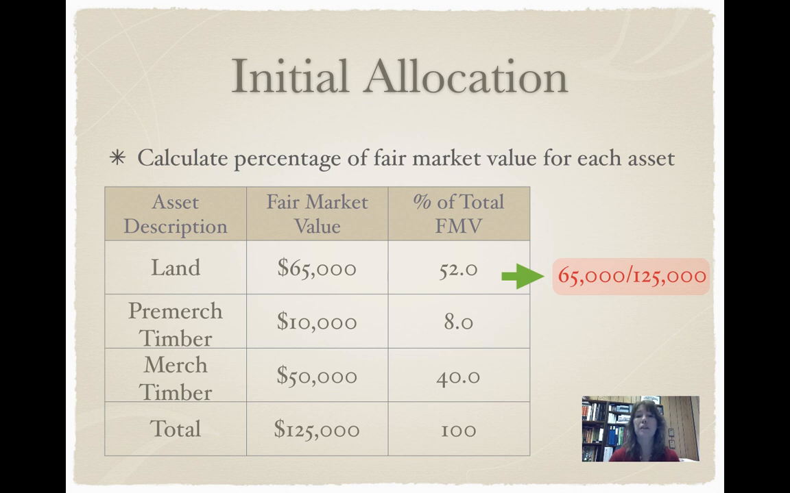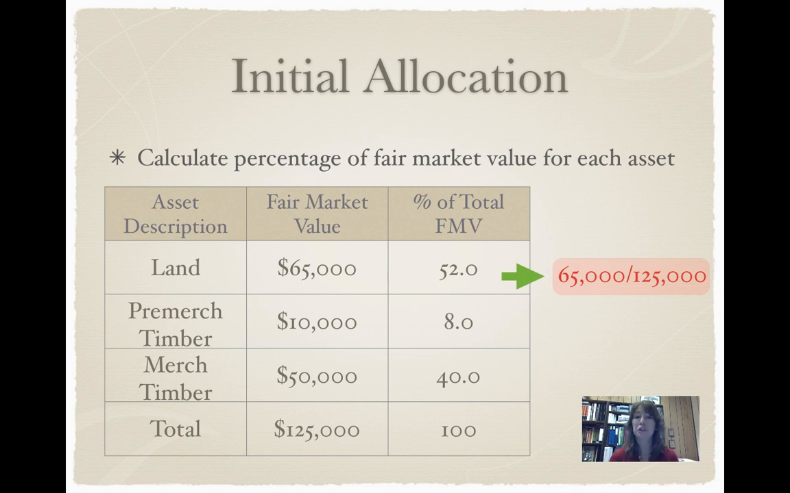What we want to do here is determine the percentage each asset contributes to the whole. So we'll take the $65,000 fair market value for land and divide it by the $125,000 that was the total fair market value. That gives us a percentage of 52% total fair market value for the land. We're going to repeat this process for the other two assets. $10,000 in pre-merchantable timber divided by $125,000 total fair market value showing that the pre-merchantable timber represents 8% of the total fair market value.